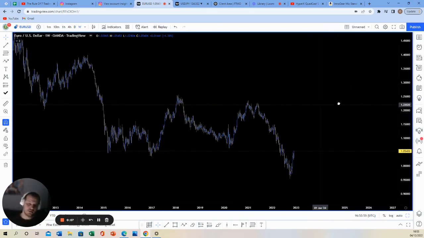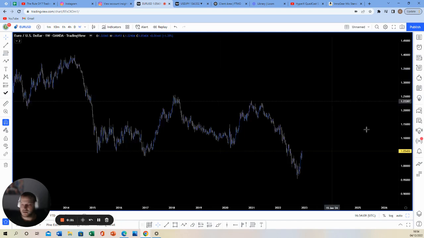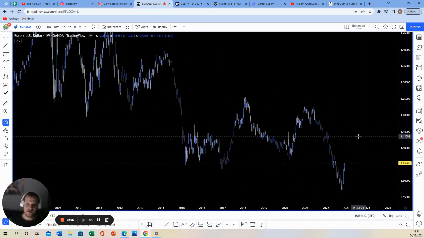So today we're going to do some top-down analysis. I'm going to basically show you how I do TDA and kind of what I look for. So this is EURUSD. We're on the weekly at the minute. As you can see, we're making lower highs and lower lows.